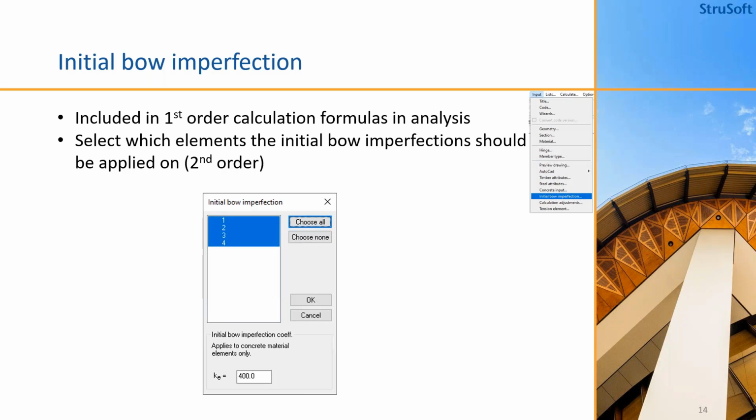If we take a look at the initial bow imperfections, by default they are included in the first order calculation formulas. And that means that we need to select which elements the initial bow imperfection should be in the second order. So by default, the first order calculations, they are included.